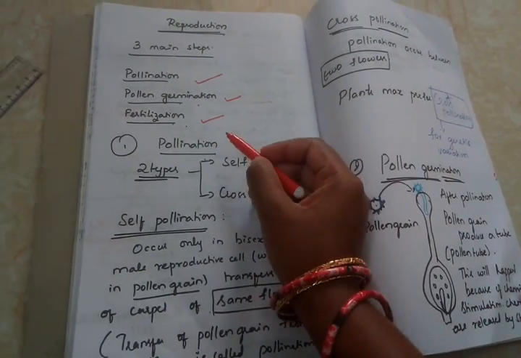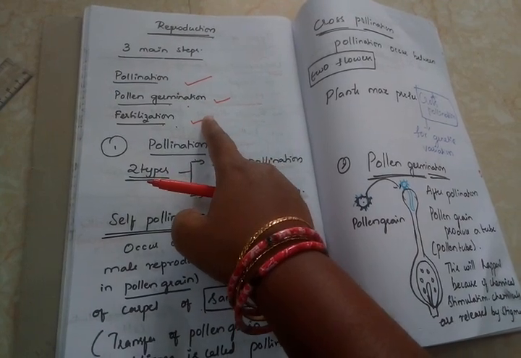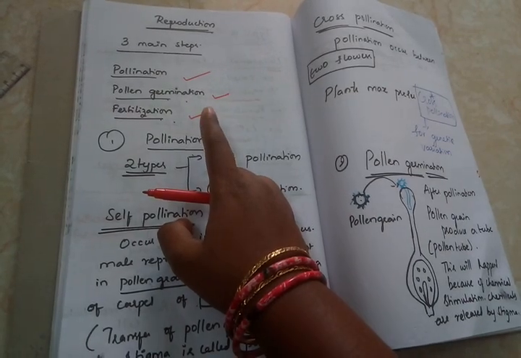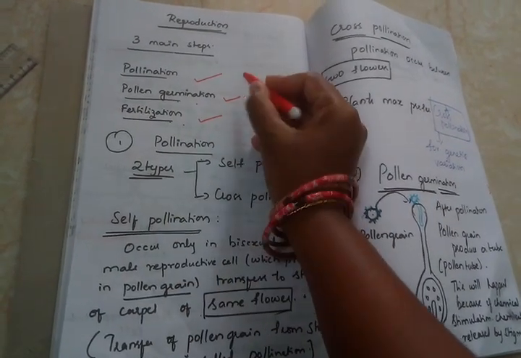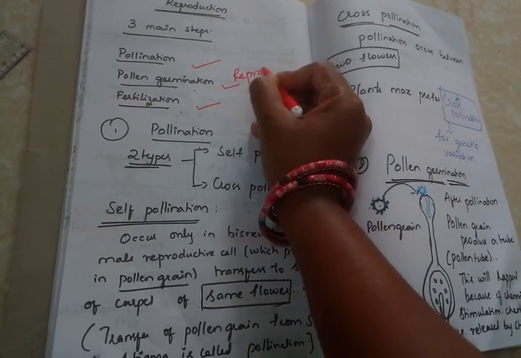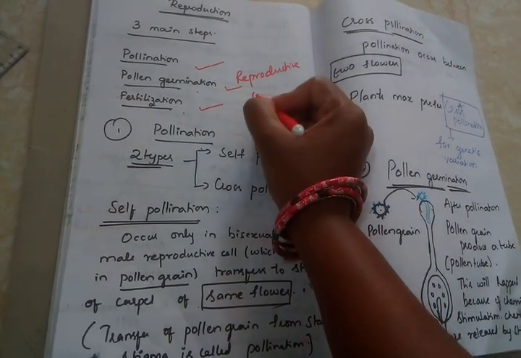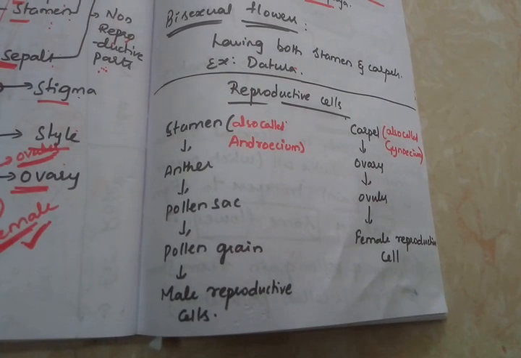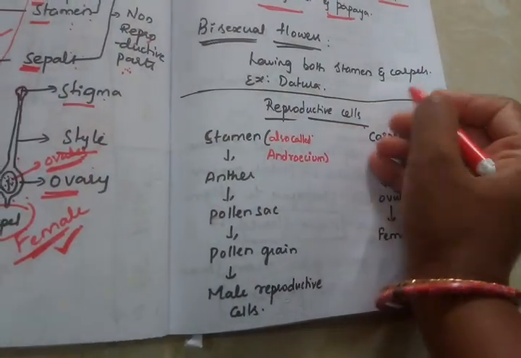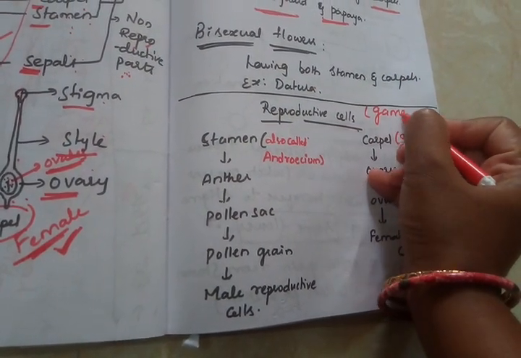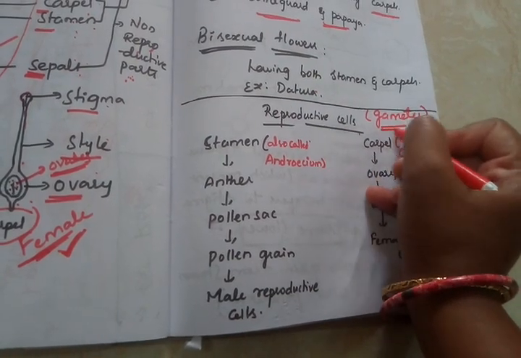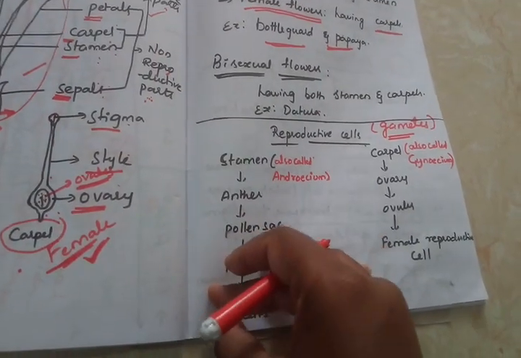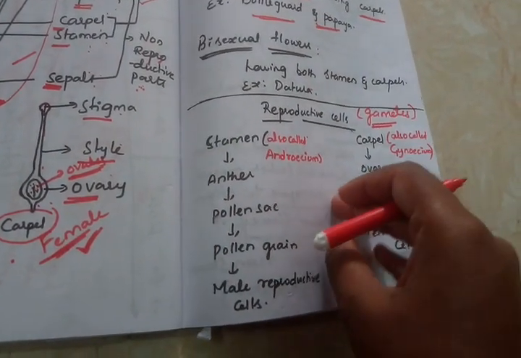Before starting with pollination and pollen germination, we should first know about the reproductive cells, where they come from, and some details about the reproductive cells of the plant. Reproductive cells are nothing but the gametes. Generally, reproductive cells are called gametes. So there are male reproductive cells and female reproductive cells, which are the male gamete and female gamete. Where they are present, we will see now.